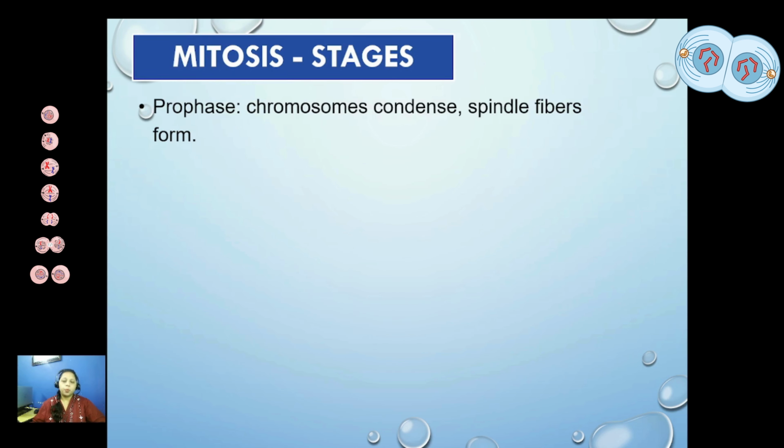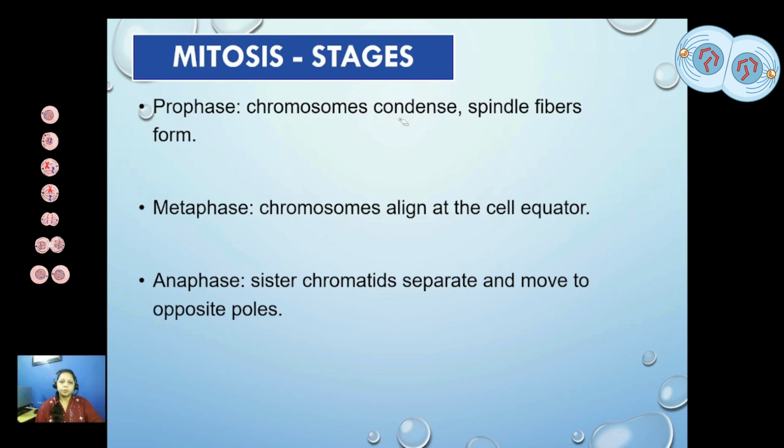Number one is the prophase, in which the chromosomes condense with the help of histone protein. You must be well familiar with histone protein because we have already discussed this in the previous videos. Then there is a formation of spindle fiber, and it is formed from the centrosome, that is the organelle present in animal cells but not in plant cells. In plant cells, the spindle fiber is formed by the protein present in the cytoplasm.